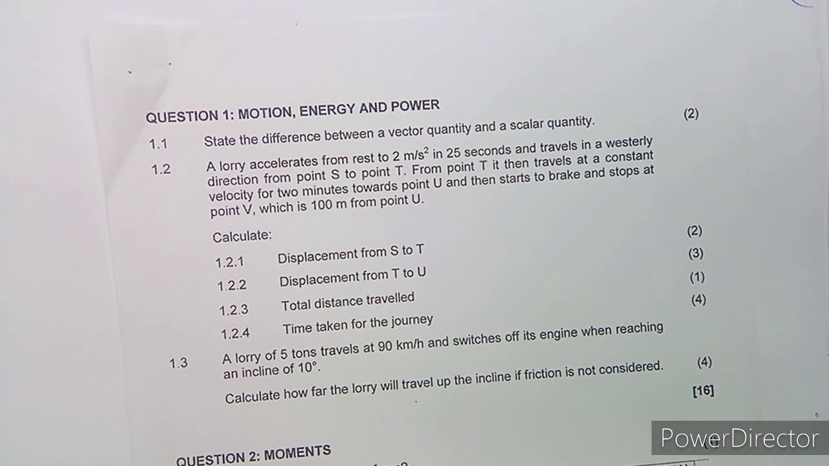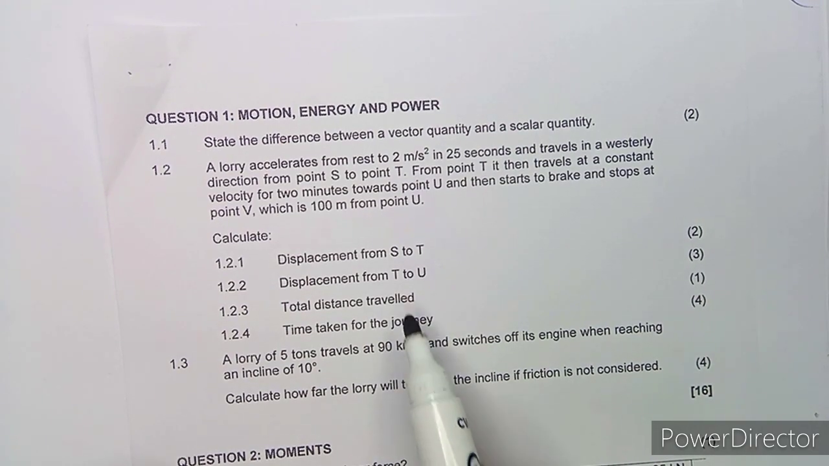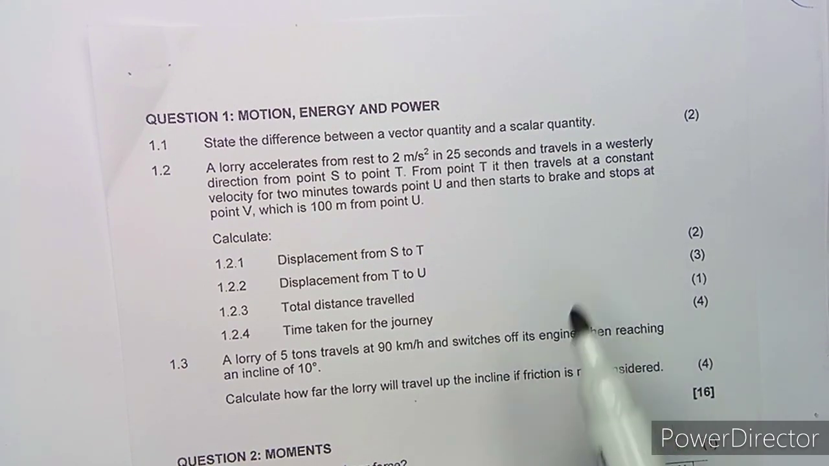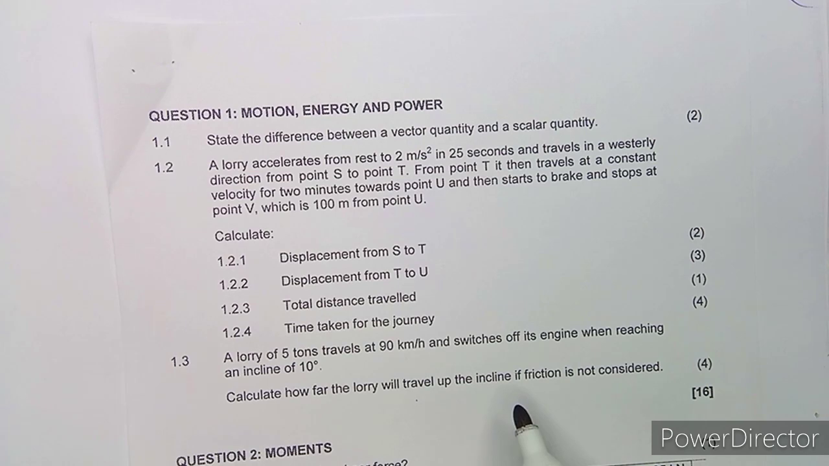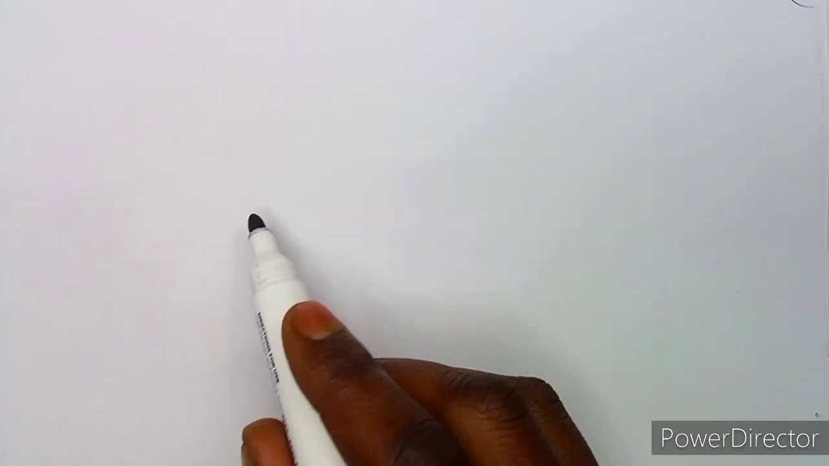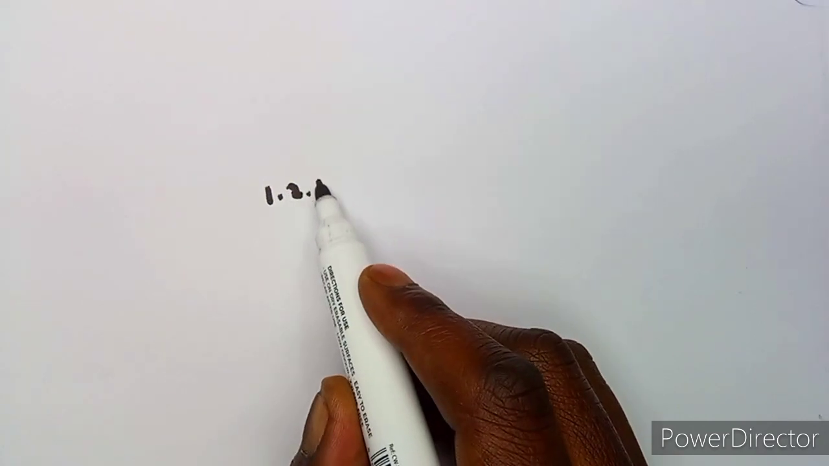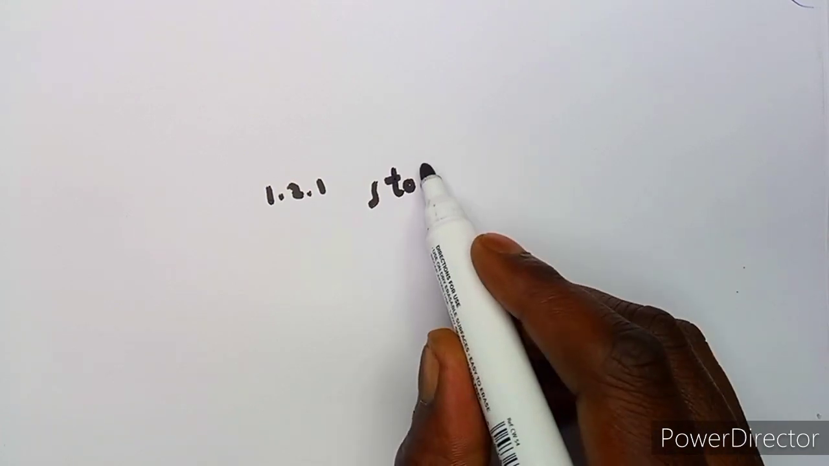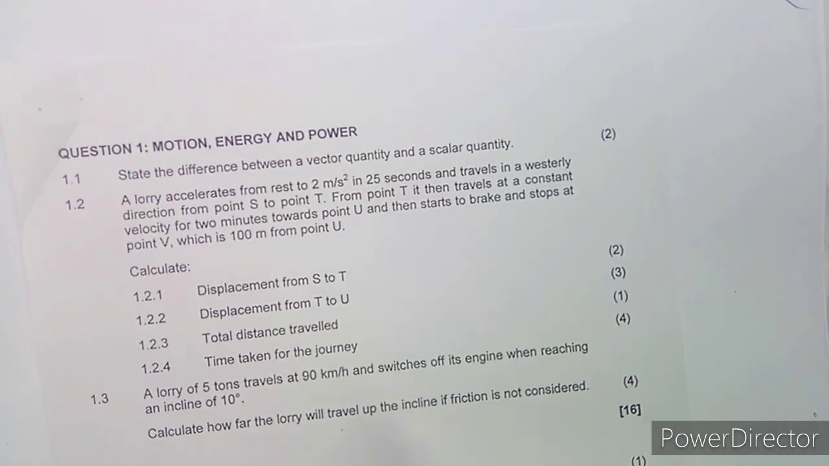So we shall quickly rush to 1.2, where we are given that there is a lorry which accelerates from rest. Take note, it accelerated from rest in 25 seconds and travels in a westerly direction from point S to T. All right, so we have got 2 conditions that we are given here. I want us to take note, guys. We have got 2 conditions from S to T. That is the first part that we have.